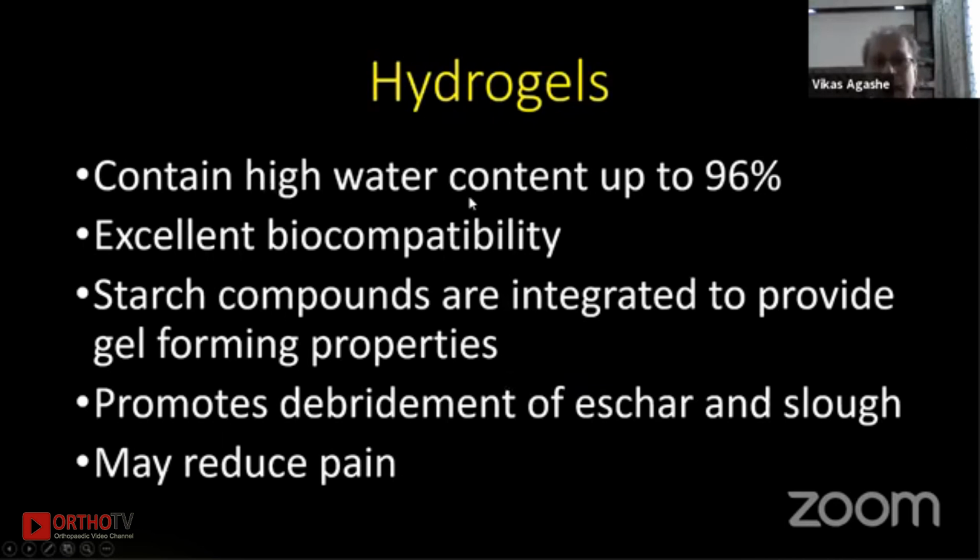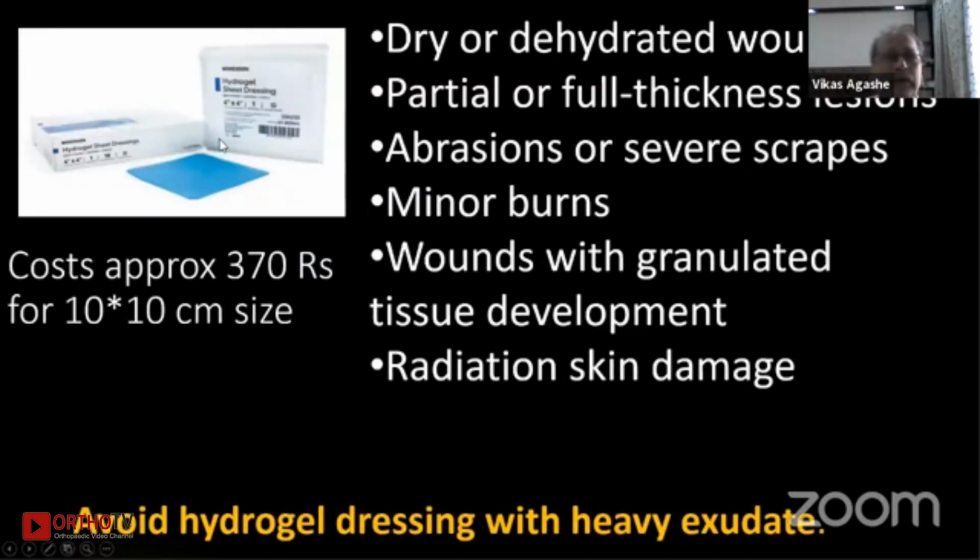Hydrogels contain high water content. They're starch compounds that are integrated to form foam or gel foam. They promote debridement of discharge and reduce pain. So hydrogel compounds are often used, and cost about 400 rupees for a 10 by 10. They cannot be used with heavy exudates.